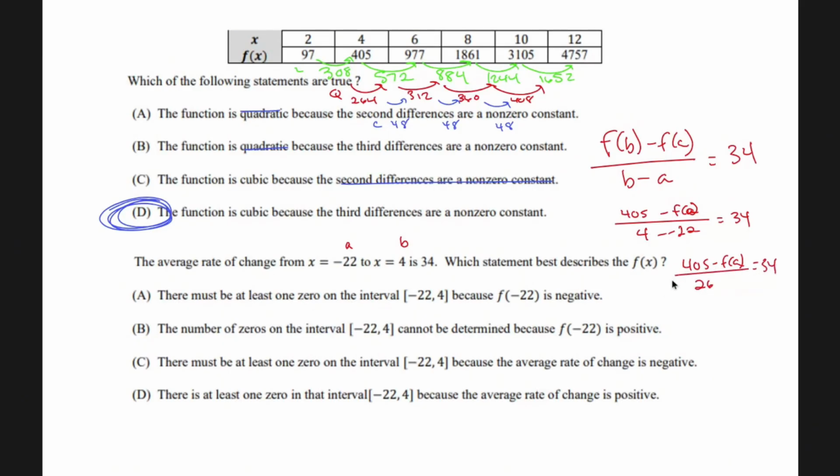If I multiply both sides by 26, that gives me 884. So 405 minus f of a is 884. Subtract 405, negative f of a is going to be 479, which means f of a is negative 479, gross. So I'm going from negative 479 to 405. So there must be at least 1 zero on that interval? Yes. What a stupid problem. Boy, did I not like that at all.